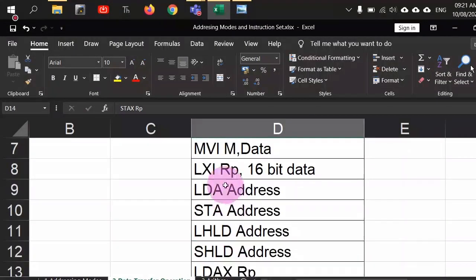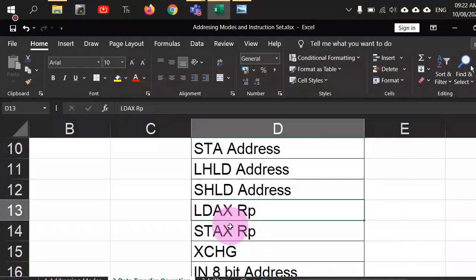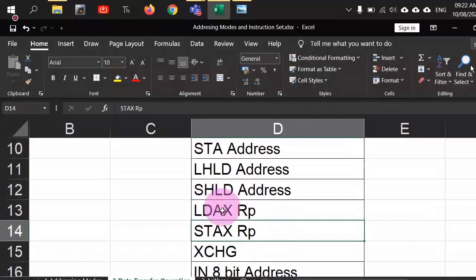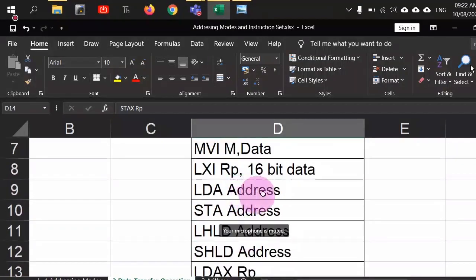So we are already aware of these two commands. LDA, STA, LHLD, SHLD, LDAX, and STAX, these are similar kind of commands. But the nature of copying the data differs: in LDA and STA and LDAX and STAX, only 1 byte of data is copied. The manner of specifying the addresses is different in LDAX and LDA, right? Here the address is directly available, and in the next commands, the address is not directly available, right?